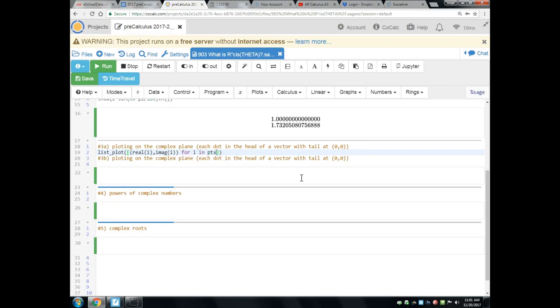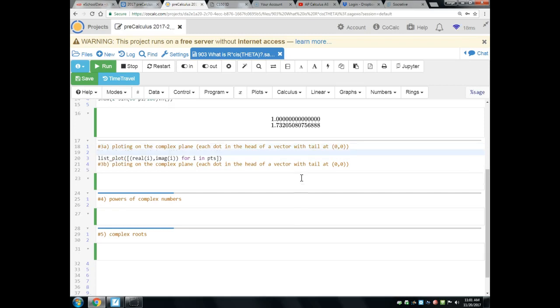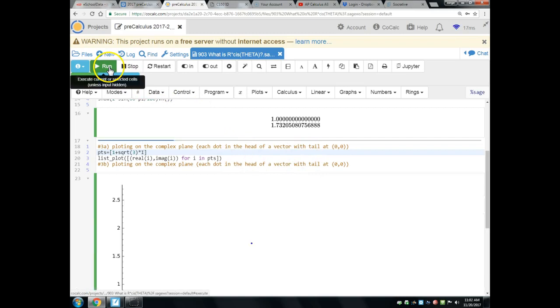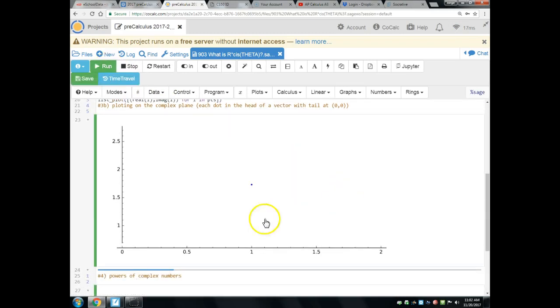So points is going to be a list of its own. So points equals, it's a list of square brackets. What do I want to put in there? Oh, 1 plus the square root of 3. How about that? So 1 plus the square root of 3 times I. Don't forget the capital I is reserved for square root of -1. And there you go. There's your graph. So you're going over 1 and up.